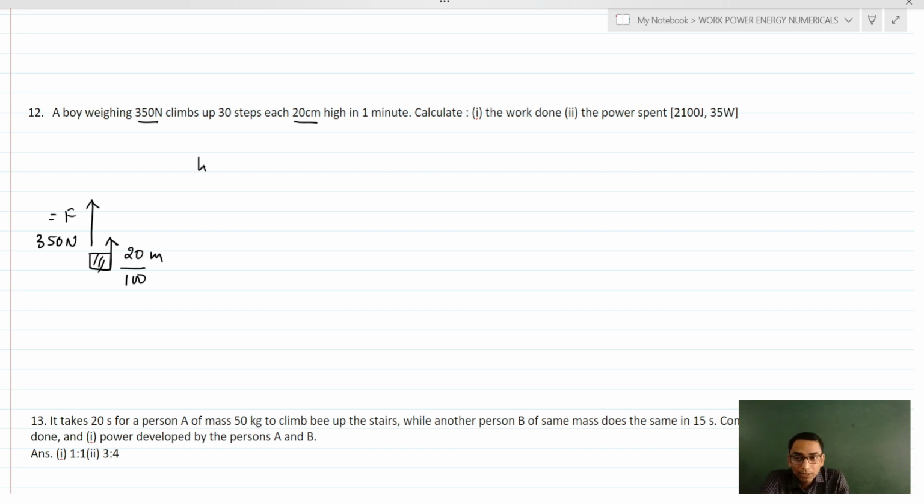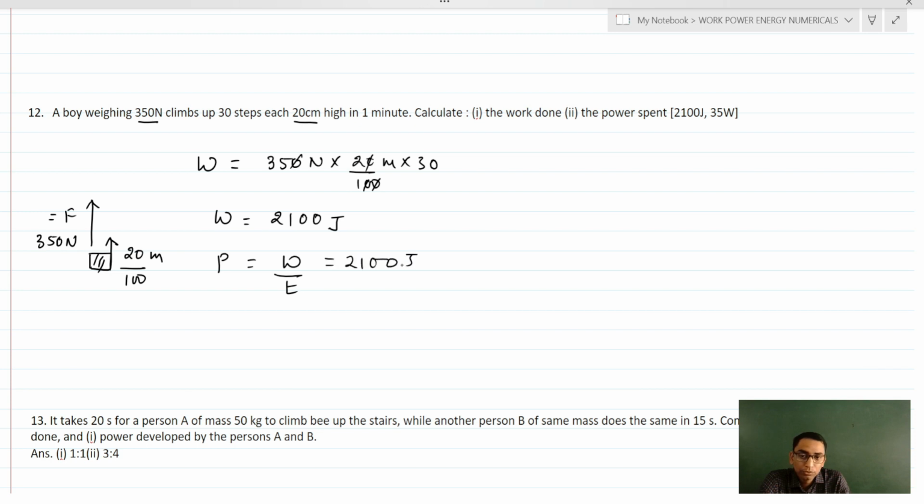Similarly, for 30 steps, the work done by the boy is equal to force applied times 20 by 100 meters into 30. This is the total work done. So 0, 0 getting cancelled, 0, 0 getting cancelled, 35 2s are 70, 7 3s are 2100 joules. That is the work done, and the power is equal to work done divided by time. So that is 2100 joules divided by the time, 60 seconds. 0, 0 getting cancelled. 6 1s are 6, 6 3s are 18, 6 5s are 30. So this is 35 watt. That is the answer to the problem.